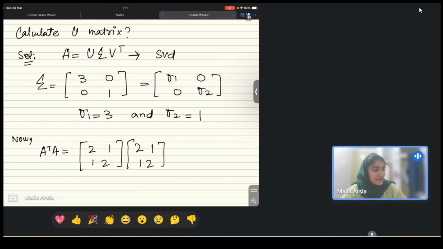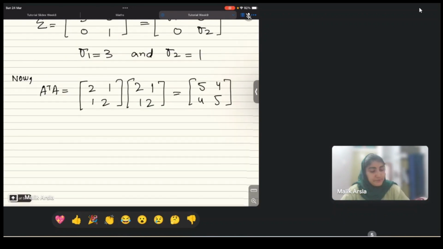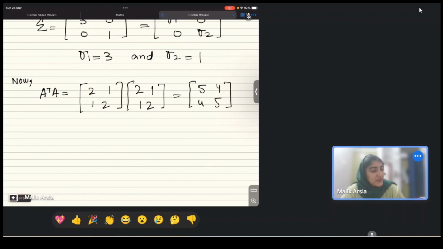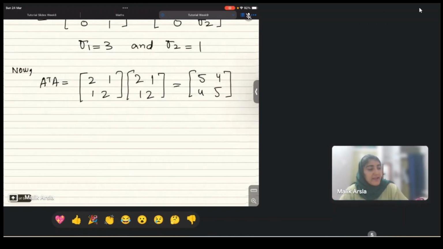So you can see A transpose A is coming out to be 5, 4, 4, 5. Now, the eigenvalues of A transpose A are what? Sigma 1 square and sigma 2 square. And corresponding to these eigenvalues, we can calculate eigenvectors, right? You have done those in initial classes also.